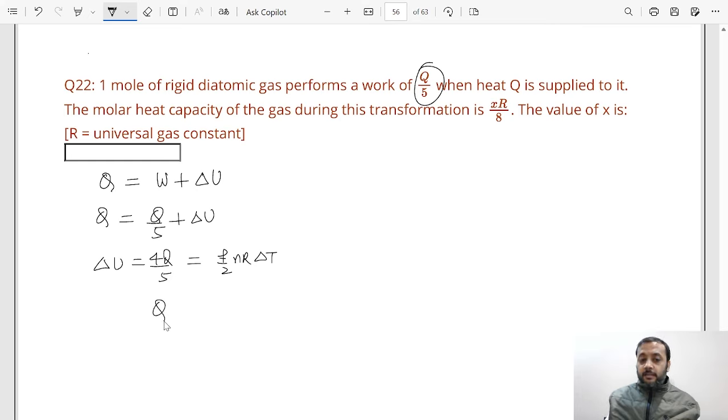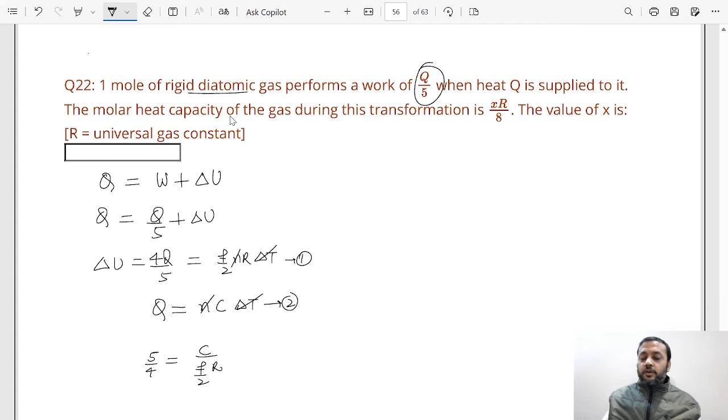Remember, the heat supplied to the gas in any process can be written as nC delta T, where C is the molar heat capacity of that process. Now, if I divide equation 2 by equation 1, Q upon 4Q by 5 will become 5 by 4, equal to nC delta T upon F by 2 nR delta T. So we will have C upon F by 2R.